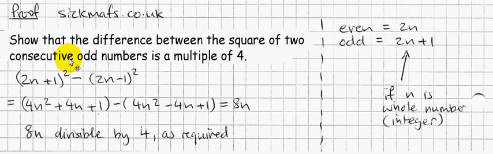Now we want consecutive odd numbers. Well, 5, 7, 9 are consecutive odd numbers. They're odd numbers that are one after the other.